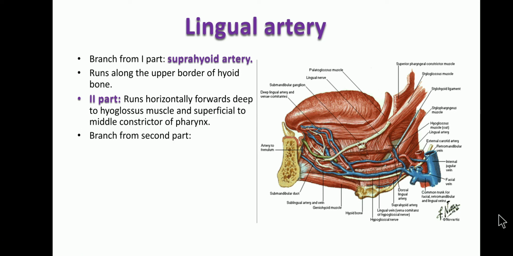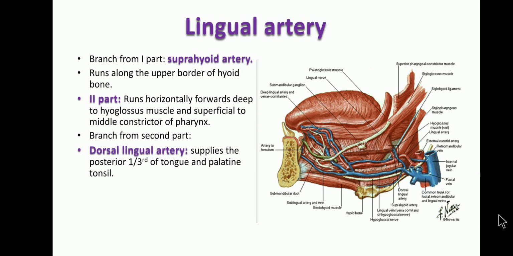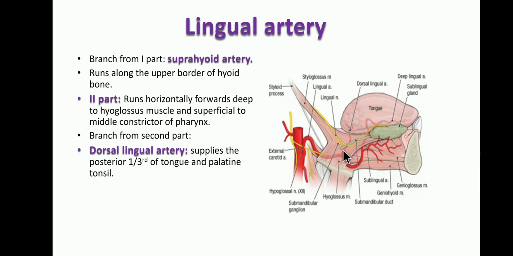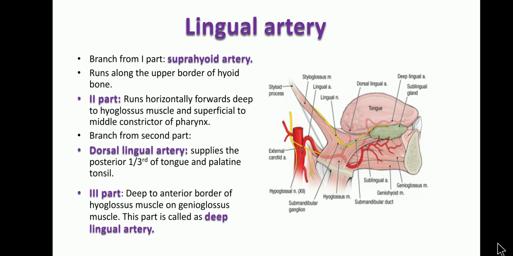So the branch from the second part is the dorsal lingual artery. Okay, the dorsal lingual artery supplies the posterior one-third of your tongue and adjacently the palatine tonsil. Okay, so the palatine tonsil has also got other branches. Mainly from the facial artery, it gets its principal blood supply. But the dorsal lingual artery also gives a branch to the palatine tonsil.